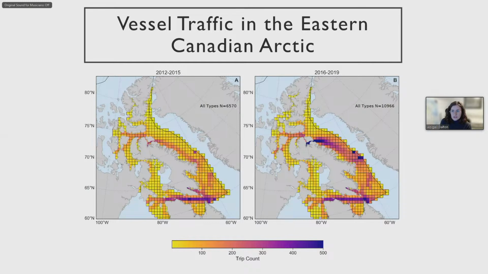So these figures now show the spatial distribution of vessel trips for all types of vessels. So for the earlier time period, 2012 to 2015, and then in the later time period, 2016 to 2019. So what's clear is that traffic along the east coast of Baffin Island has increased. Also into Pond Inlet and the entrance of the Northwest Passage, which is located here, and through Hudson Strait.